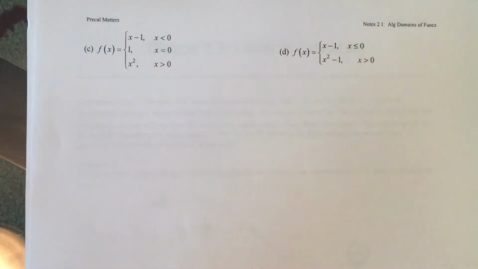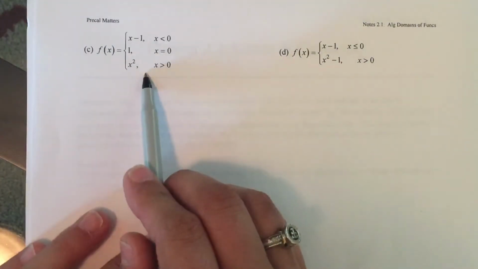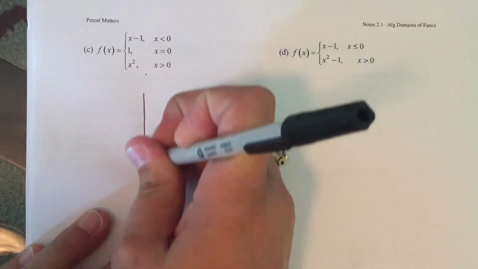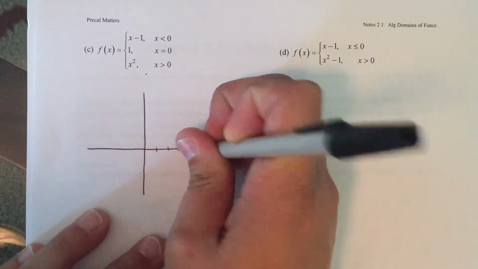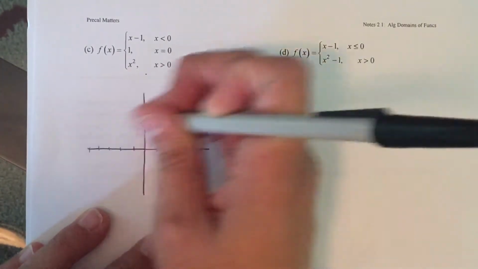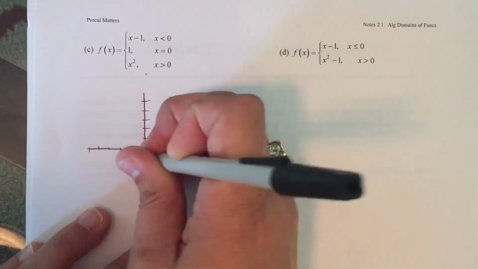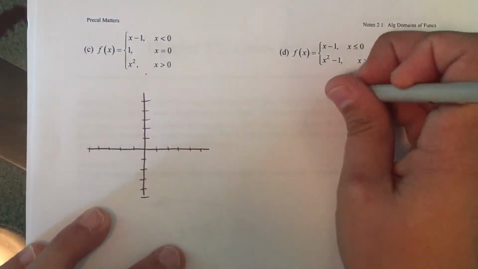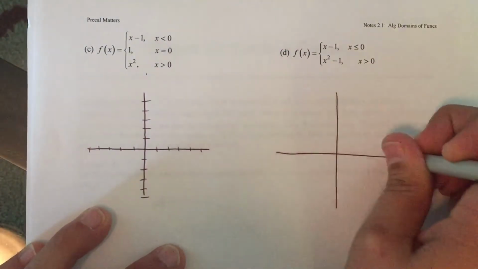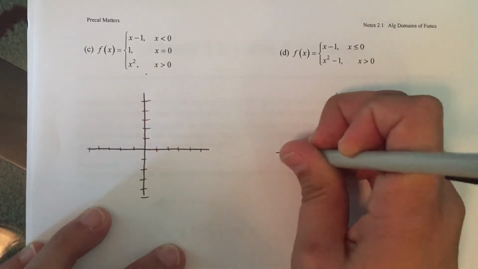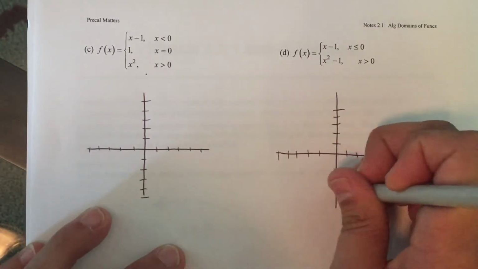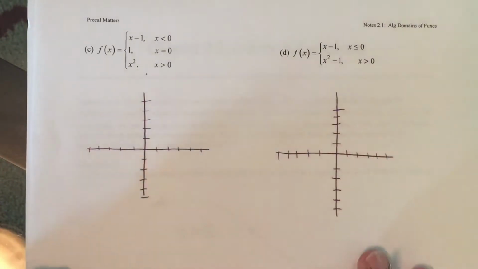Last two examples, C and D. All right, on C, draw my graph a little bit larger. I'm going to go ahead and draw my graph for my other one too while I'm drawing graphs. Okay, and I'm just going to sketch a graph.